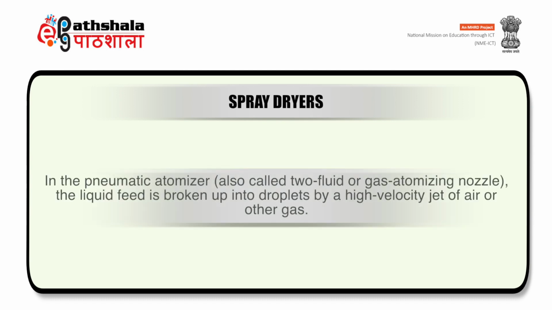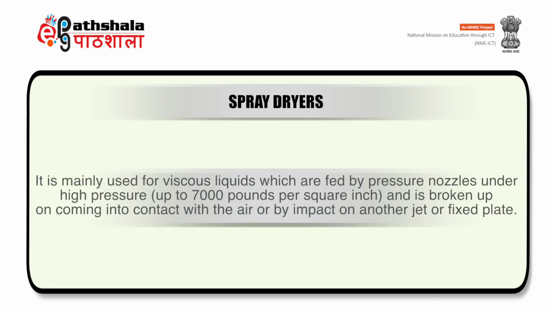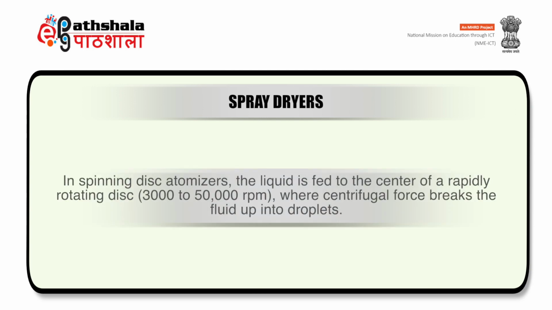In pneumatic atomizer, the liquid feed is broken up into droplets by a high velocity jet of air or other gas. It is mainly used for viscous liquids which are fed by pressure nozzles under high pressure and is broken up by coming into contact with air or by impact on another jet or fixed plate. In spinning disc atomizer, the liquid is fed to the center of a rapidly rotating disc where centrifugal force breaks the fluid up into droplets.